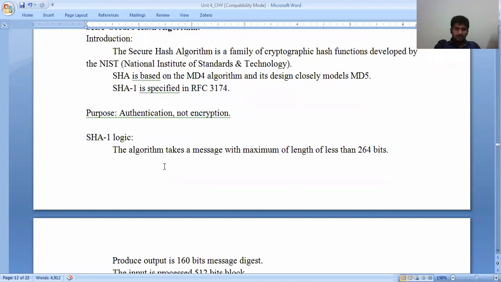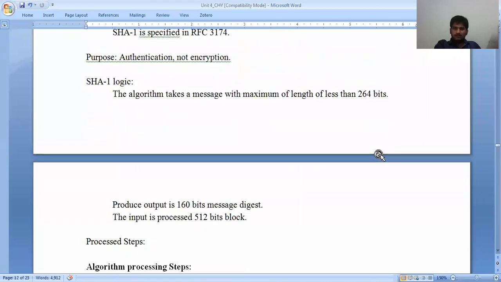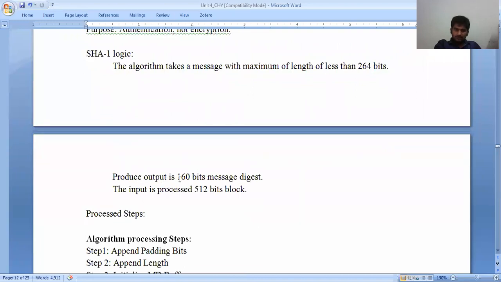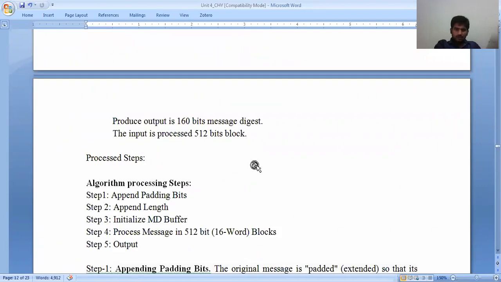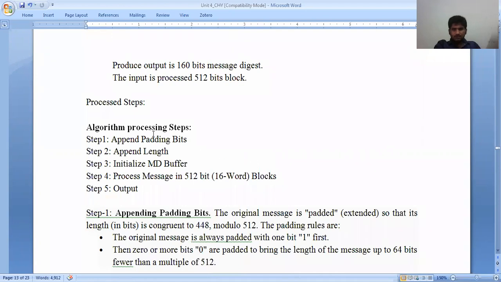So it's for authentication. The logic is that the algorithm takes a message with a maximum length of less than 2^64 bits only, and produces an output of 160 bits of message digest. In MD5 it is 128; here we get 160. The input is processed in 512-bit blocks, with the same length. The procedure is the same: appending padding bits, appending the length, initializing the message buffer, processing 512 bits as a block of 16 words, and then finally the output.